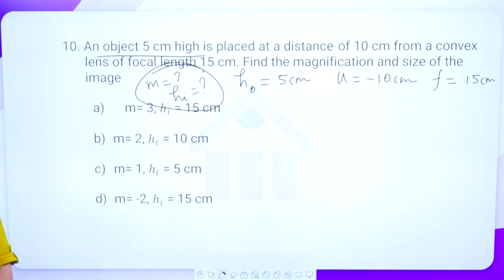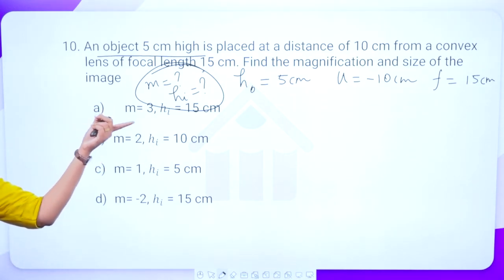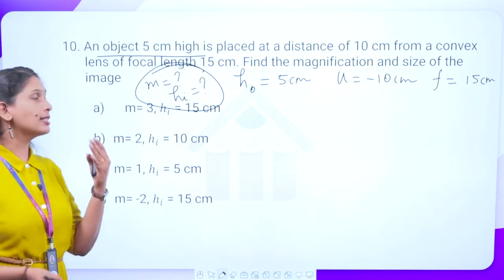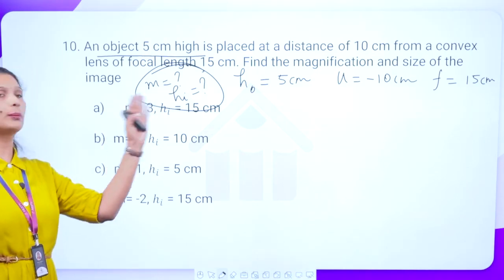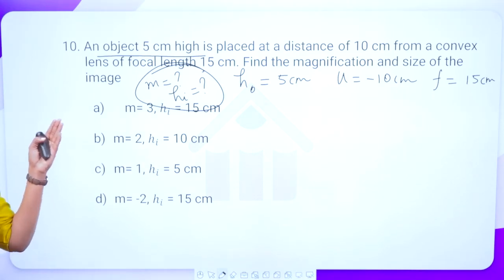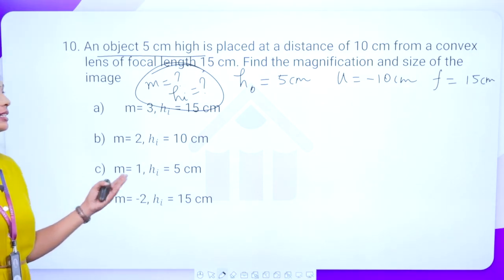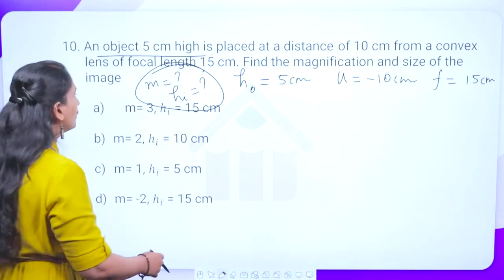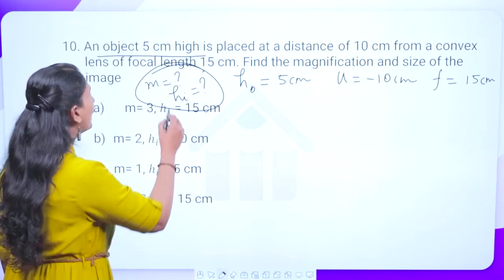Clear? And you have height of the object, focal length and the object distance. Object distance is given to be 10 centimeter, so that will be minus 10. Height of the object is given to be 5 centimeter, and since it is above the principal axis, it will be plus 5 centimeter. And you have focal length equal to 15 centimeter, and it is a convex lens, so that will be positive again.